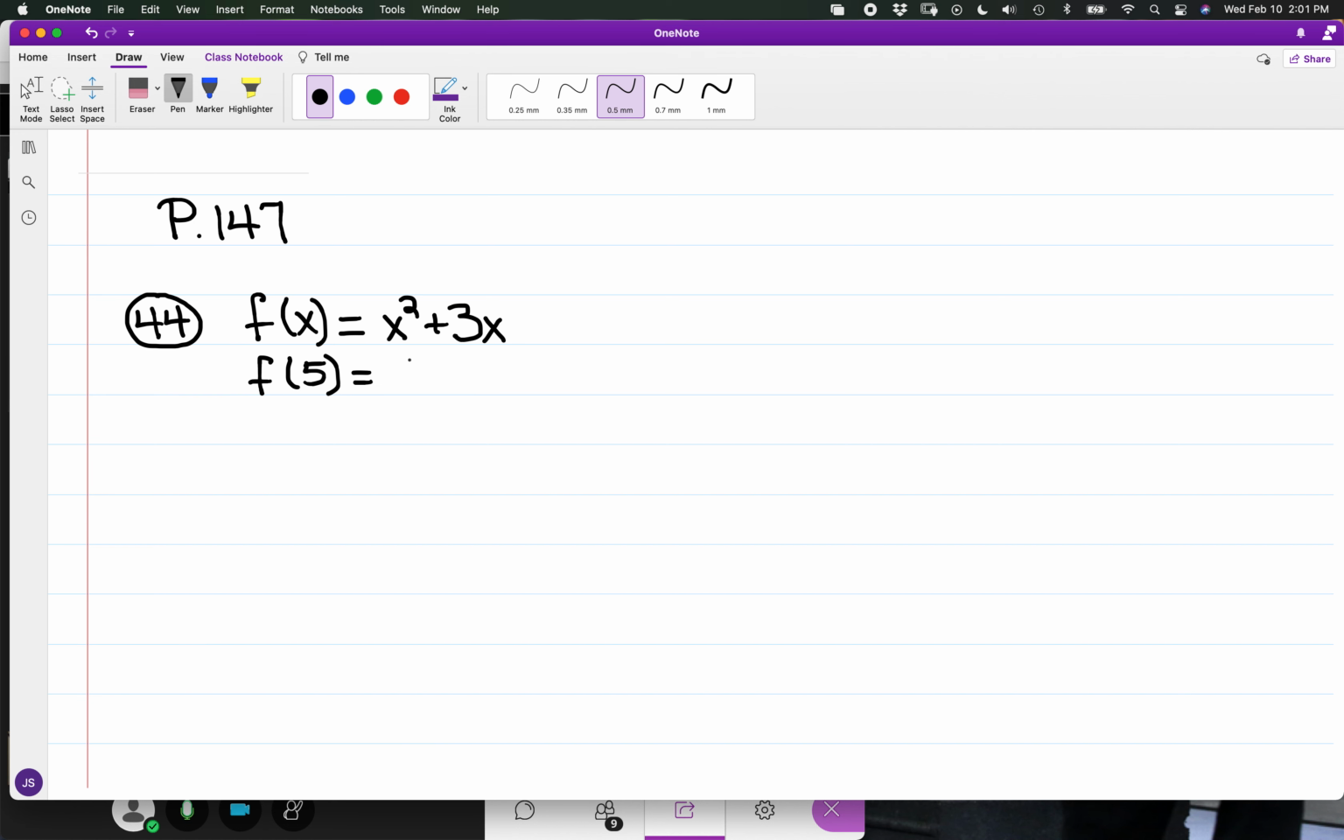Operationally, f of 5 is equal to the square of 5 plus 3 times 5. Five squared is 25. 3 times 5 is 15. And 25 plus 15 is equal to 40. So among the points on the graph of y equal to f of x equal to x squared plus 3x, we have (5, 40).